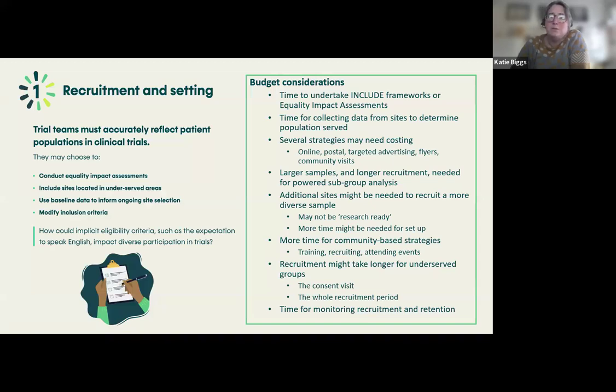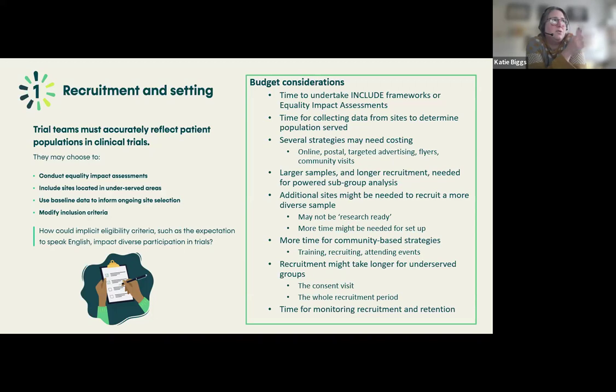So we need to be mindful that we are testing the same intervention, and considering alternative recruitment pathways. So can you recruit through communities? Can you recruit outside the healthcare system? Can you advertise in different areas?